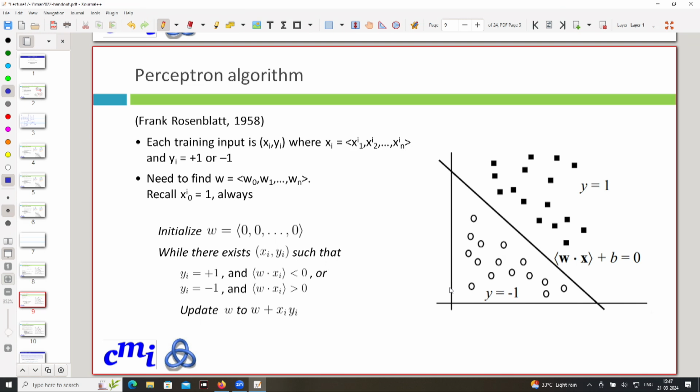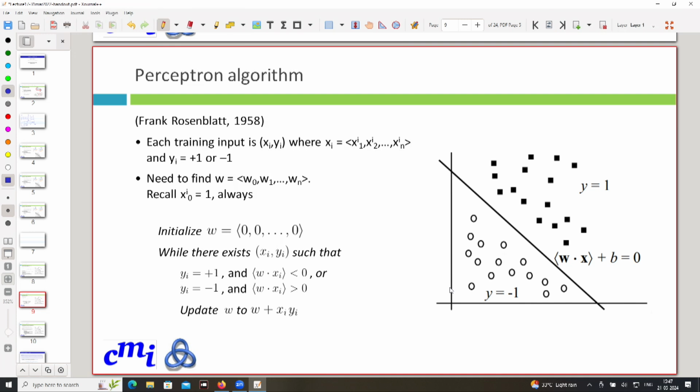So start off with the value of w being equal to 0, and including setting b also equal to 0. Right? So initially it's just some default hyperplane. Now, while there is, now take one training data point.